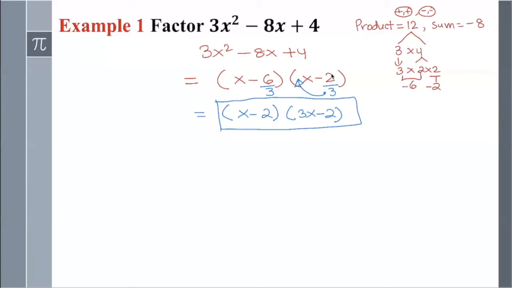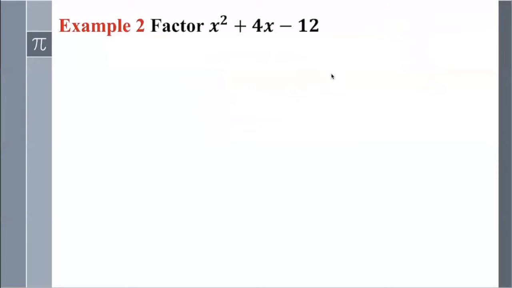Let's look at another example. Here, the coefficient of the leading term is 1. So 1 times -12, so the product is -12. And the sum of the two numbers that we are looking for is 4, which is positive 4. So now our sum is positive and the product is negative.